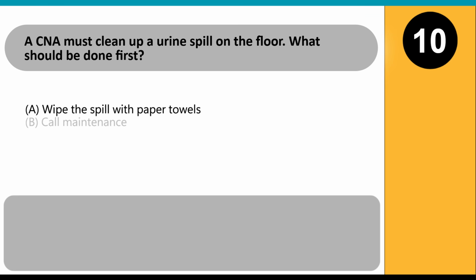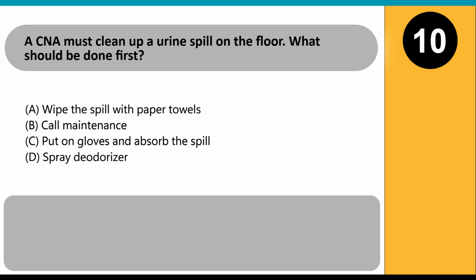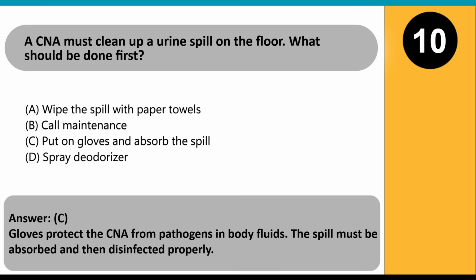A CNA must clean up a urine spill on the floor. What should be done first? A. Wipe the spill with paper towels. B. Call maintenance. C. Put on gloves and absorb the spill. D. Spray deodorizer. Answer: C. Gloves protect the CNA from pathogens in body fluids. The spill must be absorbed and then disinfected properly.